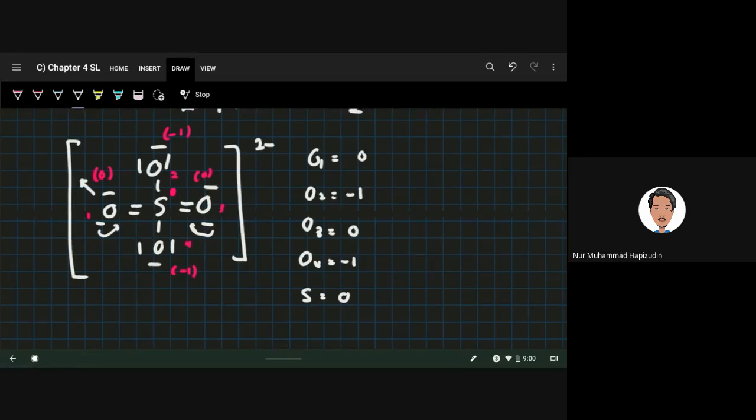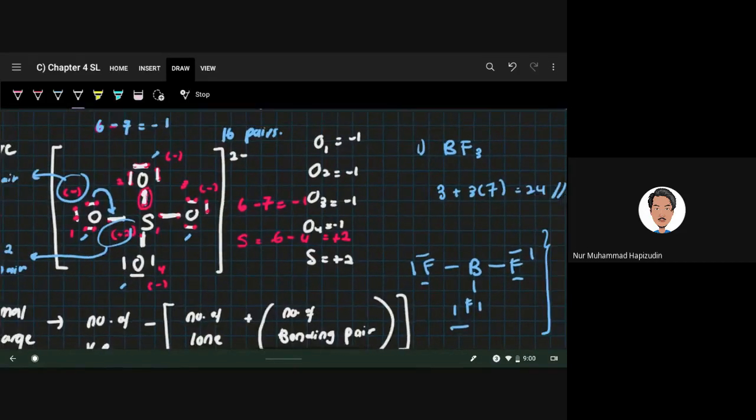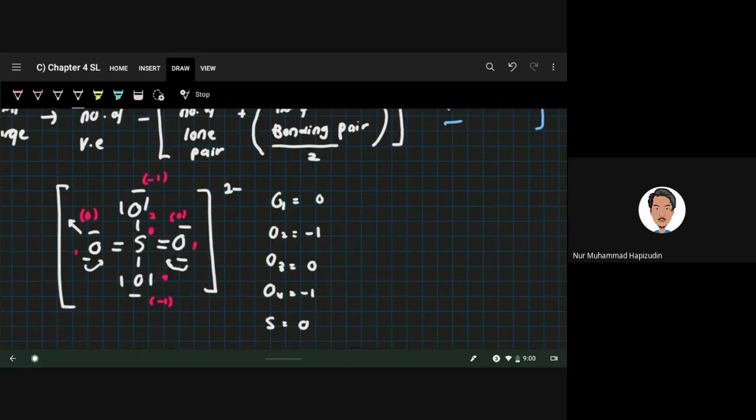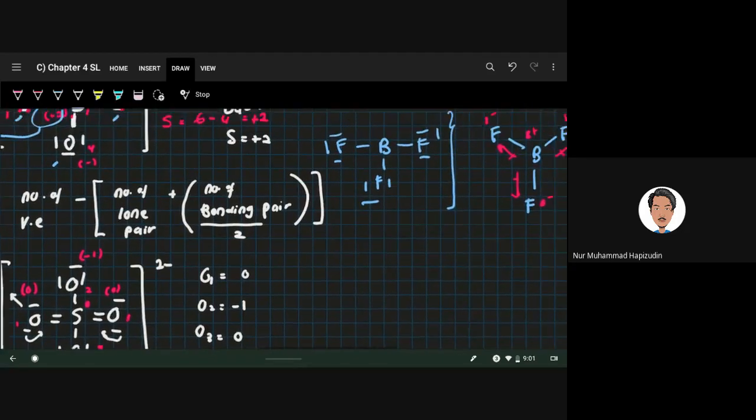Okay. So bila nak guna ni? When you have more than 2 possibility Lewis structure, katalah kamu draw Lewis structure, ada 2 possibility. Yang mana satu formula yang paling tepat? Yang atas ni ke yang bawah? So calculate the formal charge for every atom. The more the number of atom that have 0, the more stable the atom. So that is the more preferable Lewis structure. Okay. Tak nak pening kepala, guna je formula ni.